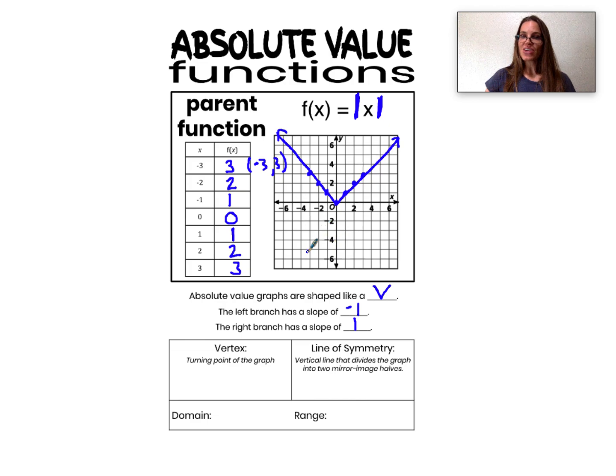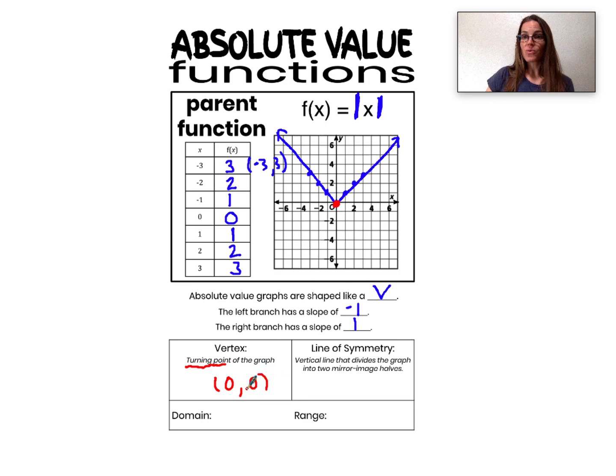Let's look at another characteristic of the absolute value parent function, the vertex of this function. The vertex is the turning point of the graph. For f of x equals the absolute value of x, this is the vertex. This is where the slope of the graph goes from being negative to being positive. This point right here is the origin.